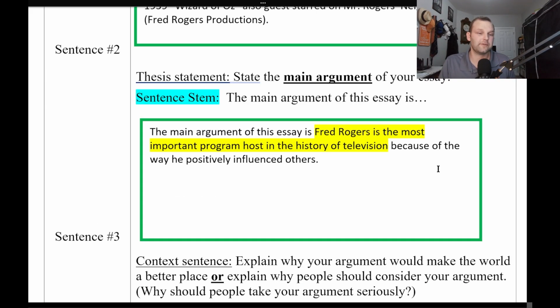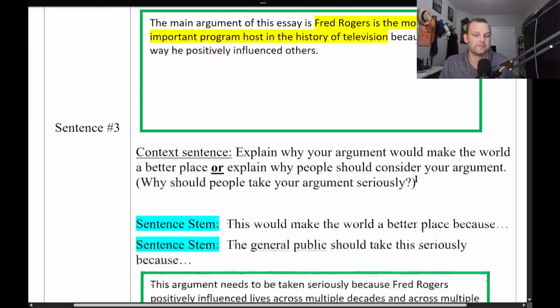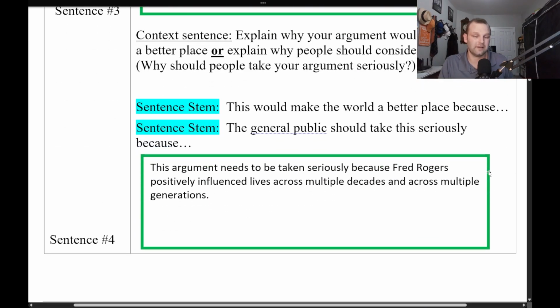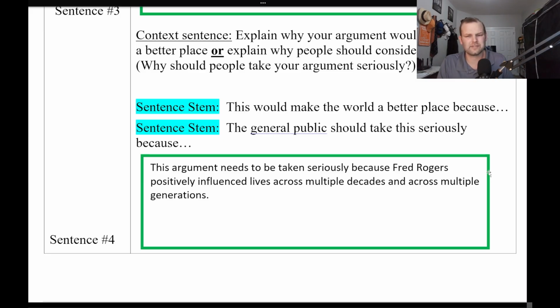Now that we have given the reader some background information, we can state the main argument of the essay. The main argument of this essay is Fred Rogers is the most important program host in the history of television because of the way he positively influenced others. Let's provide a little bit more context to finish off our introduction paragraph. This argument needs to be taken seriously because Fred Rogers positively influenced lives across multiple decades and across multiple generations.